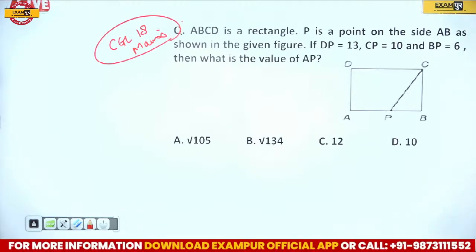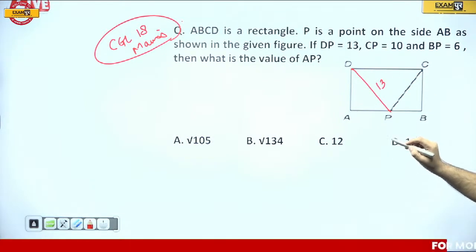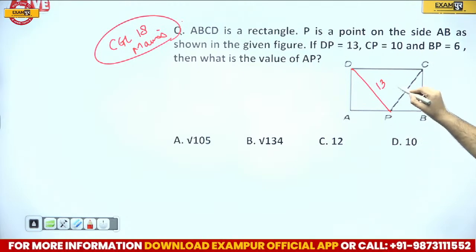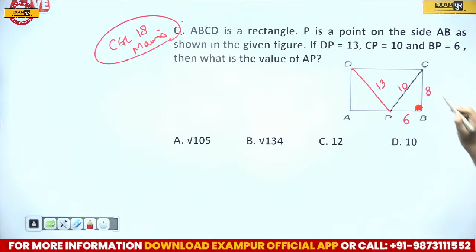AB as shown in the figure, DP is 13. CP is 10. BP is 6. Right angle triangle. 6, 8, 10 is a triplet.